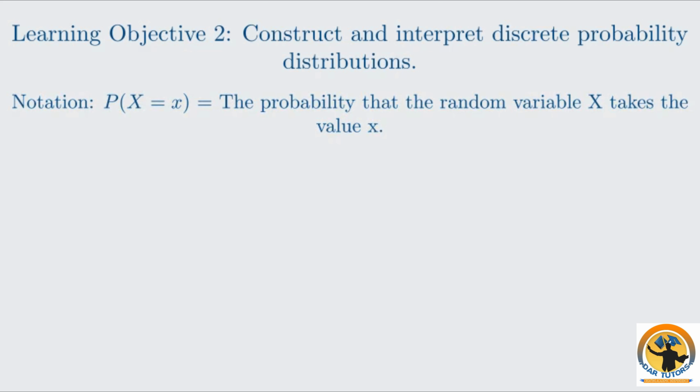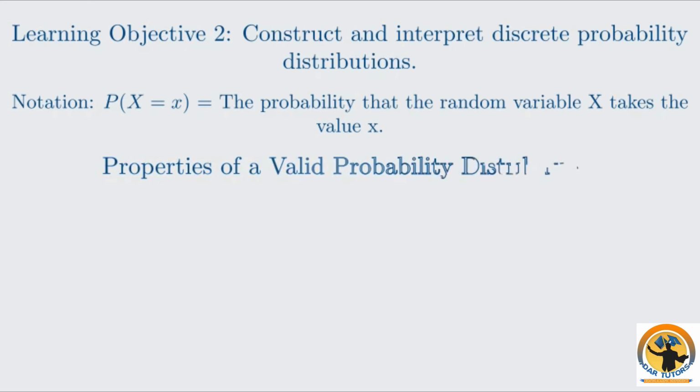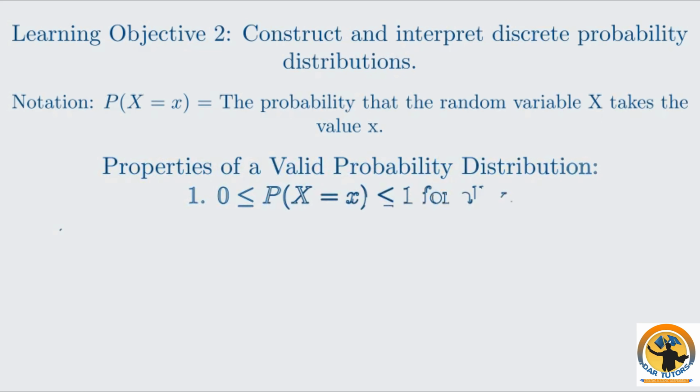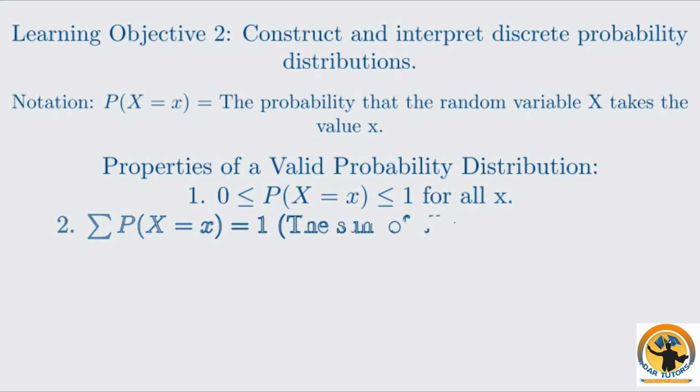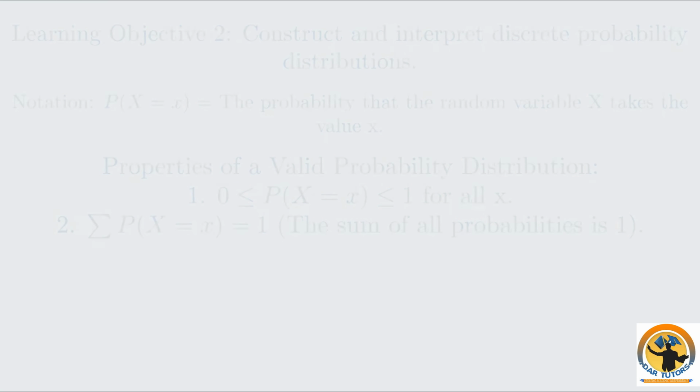There are two fundamental rules that every valid probability distribution must follow. First, the probability of any single outcome must be between 0 and 1, inclusive. You can't have a negative probability, and you can't have a probability greater than 1. Second, the sum of all the probabilities for all possible outcomes must equal 1. This means that if we list every single thing that can happen, their individual probabilities must add up to a certainty, or 100%. Let's illustrate this with an example, tossing two coins.